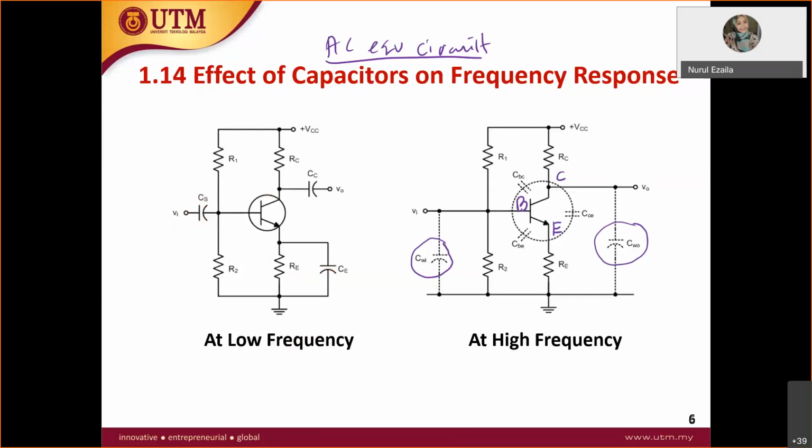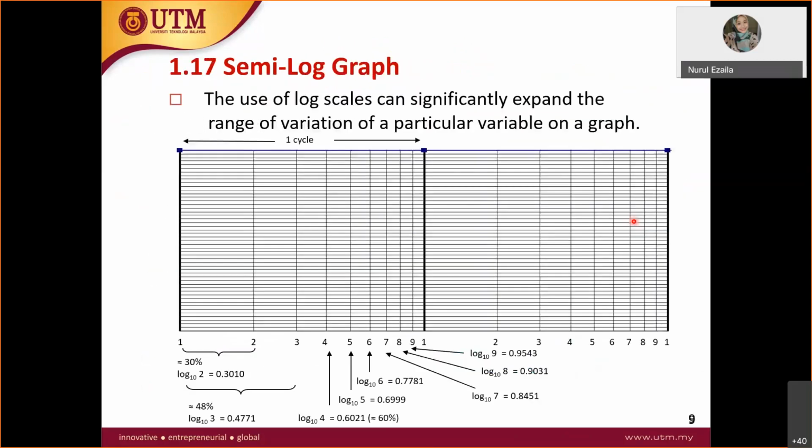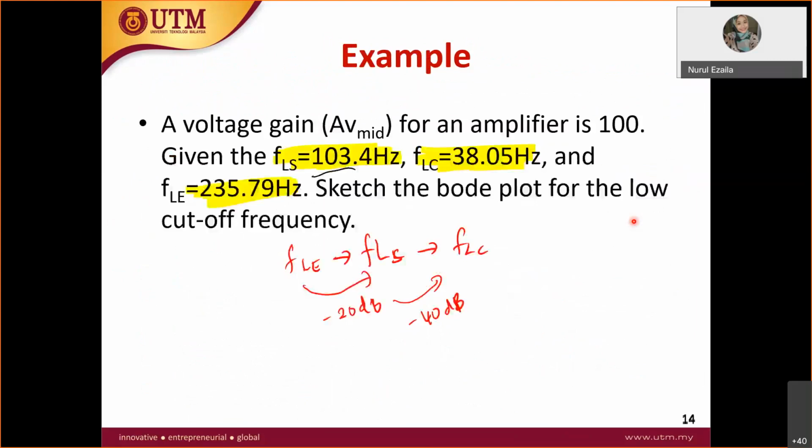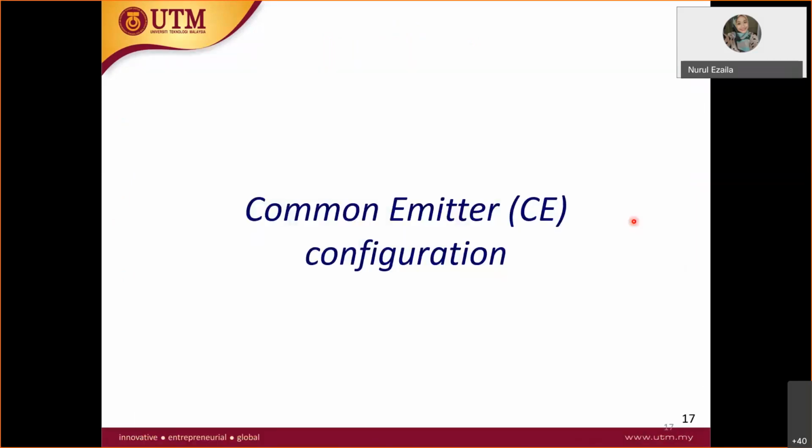Today we will look at the high frequency. For high frequency, we don't include the coupling capacitors, but we include the capacitors that we cannot see. It means the internal capacitors in between the junctions. We have 3 junctions, therefore we have 3 internal capacitances, as well as the wiring capacitance at the input and the wiring capacitance at the output. We have derived this for the common emitter.